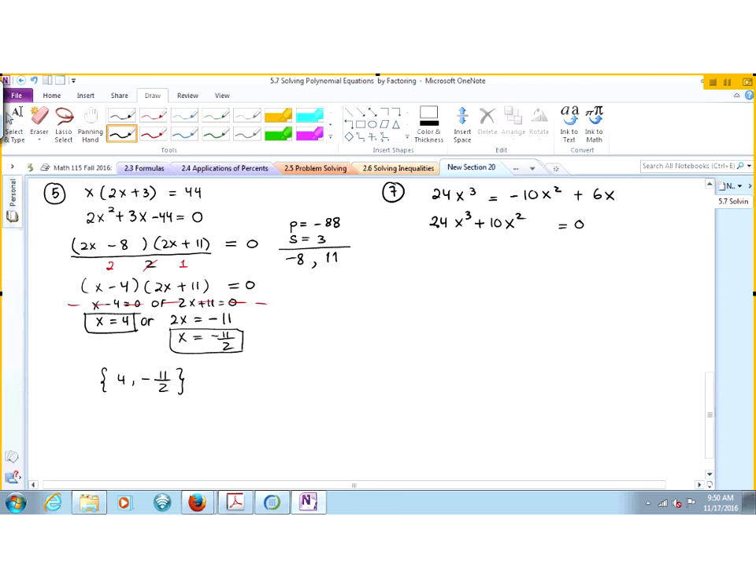Good. Because I want the leading coefficient to be positive. So your leading coefficient has to be positive, because otherwise it's really hard to factor, right? Okay, so it has to be positive. What if it's negative? Then you factor out the negative. What about this 6x? I bring it to the other side, so it becomes minus 6x.